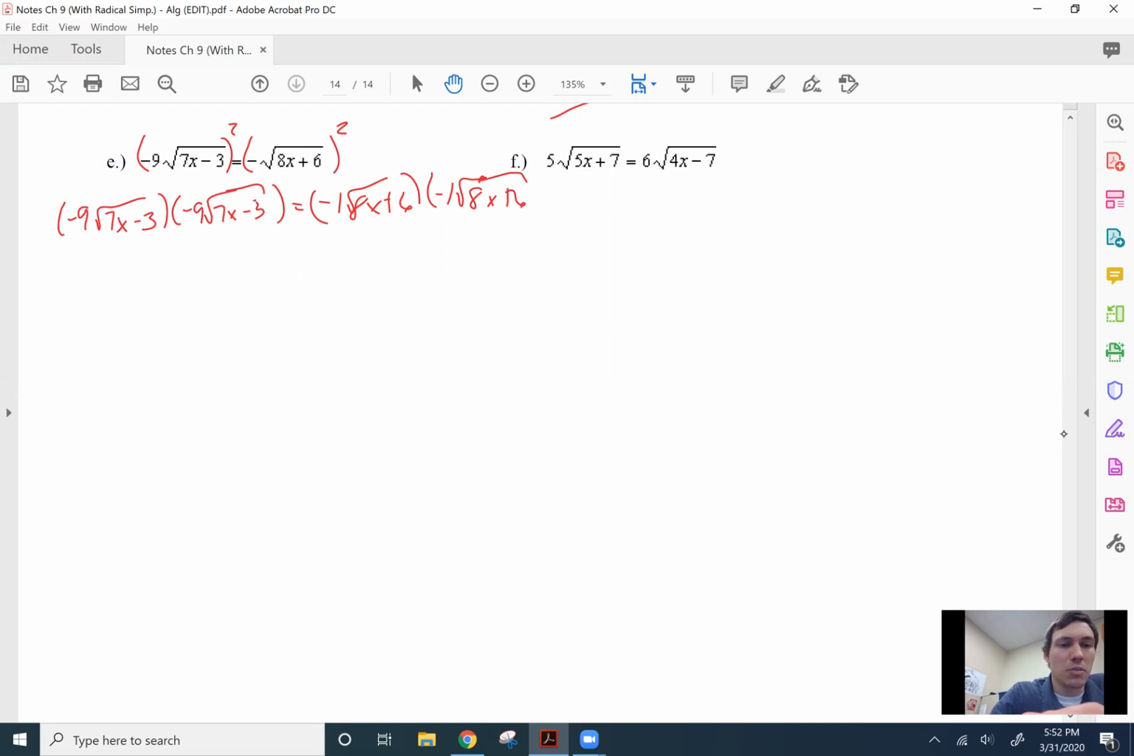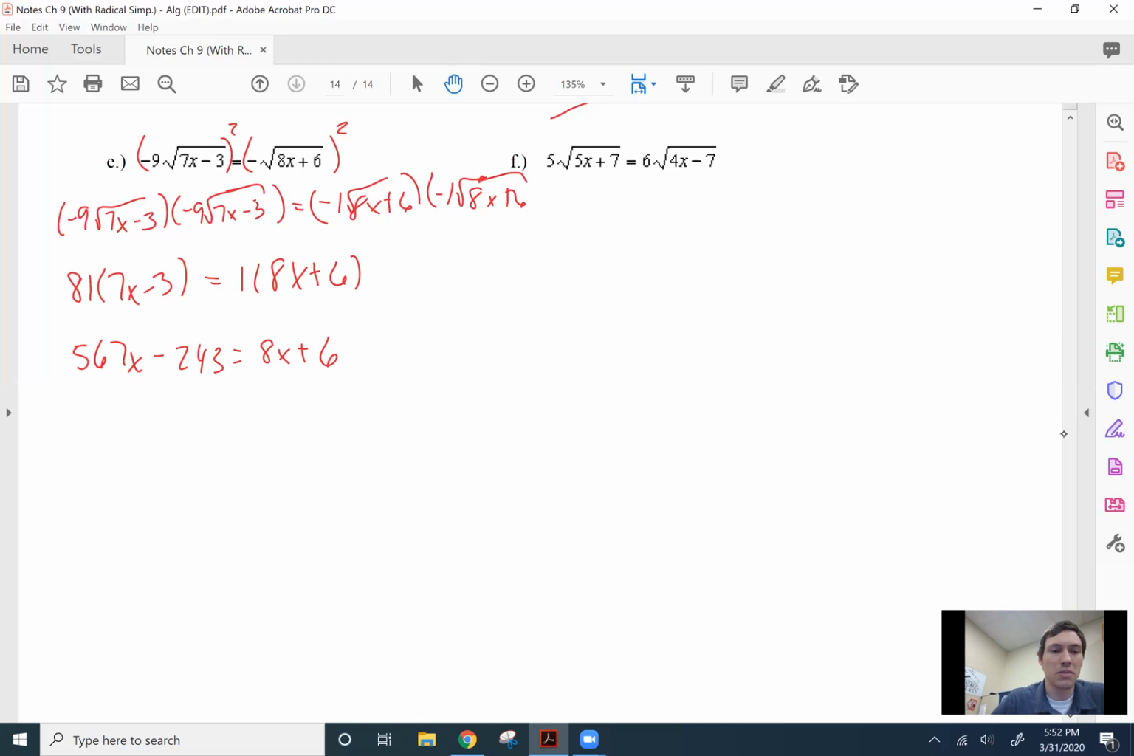So when I multiply these, -9 times -9 gets me 81. And the radical of 7x minus 3 times the radical of 7x minus 3 is just 7x minus 3. But it's important to make sure you keep that in parentheses. Same thing here, -1 times -1 is just 1, so 8x plus 6. So when I distribute this, 81 times 7 is 567, minus 81 times 3 is 243, which equals 8x plus 6.